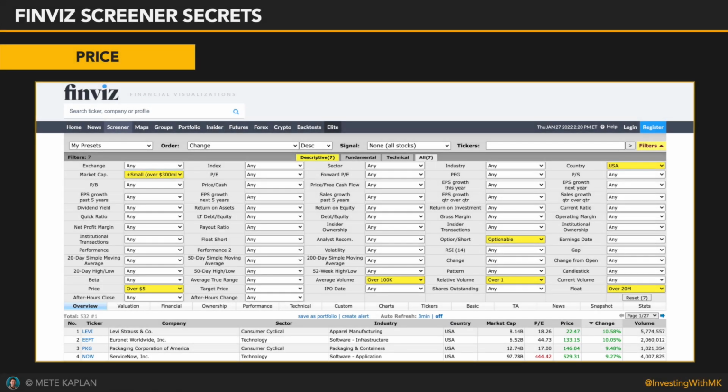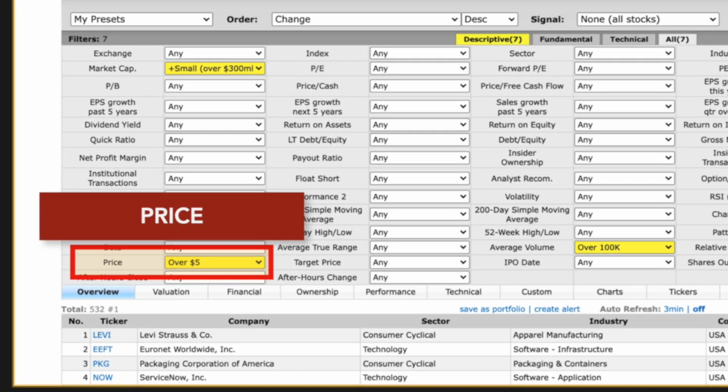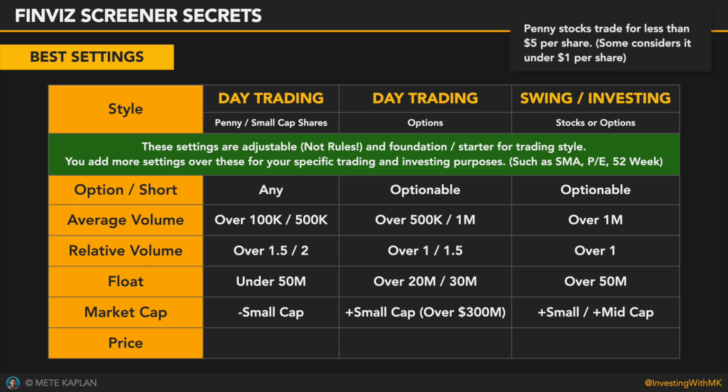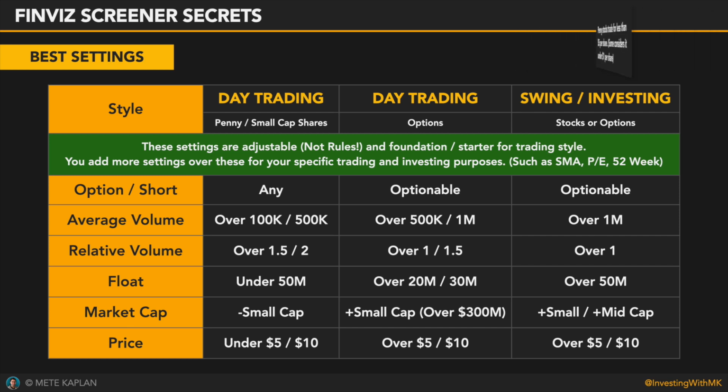Price. Well, setting the price is so simple. If you want to day trade penny stocks or small caps, just set it under $5 or $10. If you are looking for day trading options or something to invest in, look for stocks with the price over $5 or $10. You can just adjust these settings because there are no universal rules for these Finviz settings.